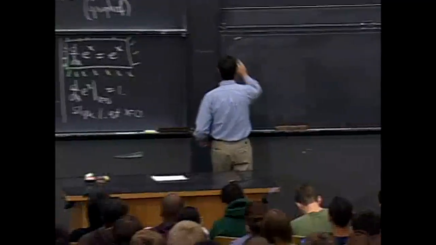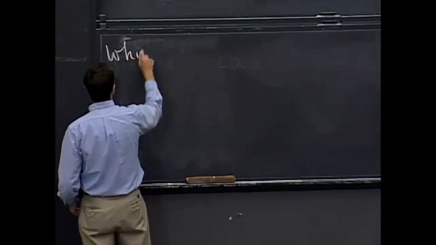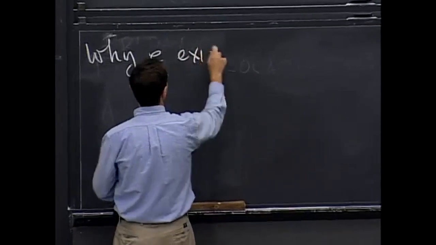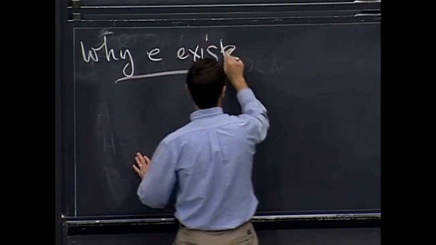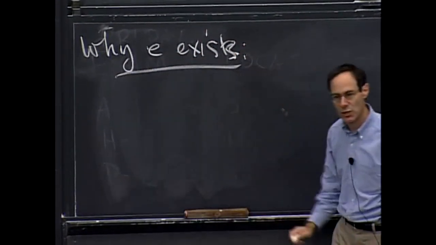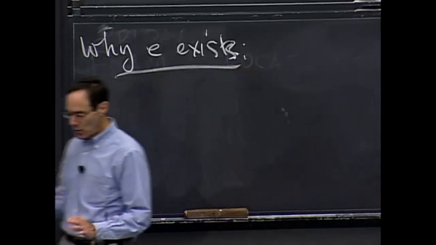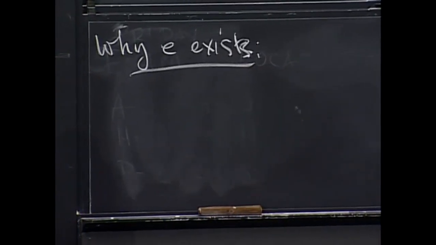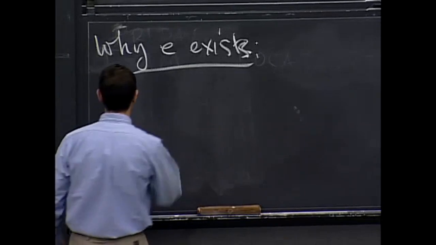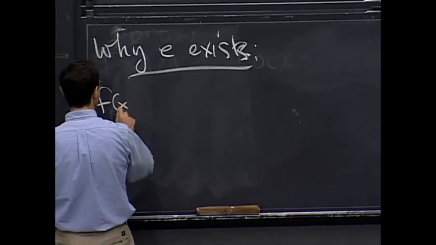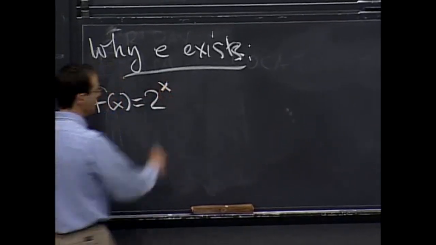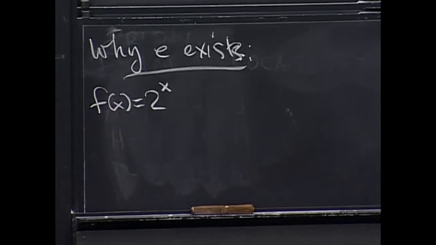I have to persuade you that e exists. All right? So we have to have some explanation for why we know that there is such a number. Okay? So first of all, let me start with the one that we supposedly know, which is the function 2 to the x. We'll call it f of x is 2 to the x.